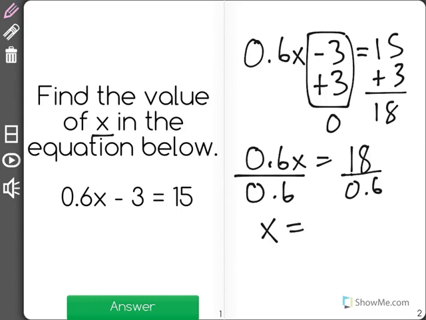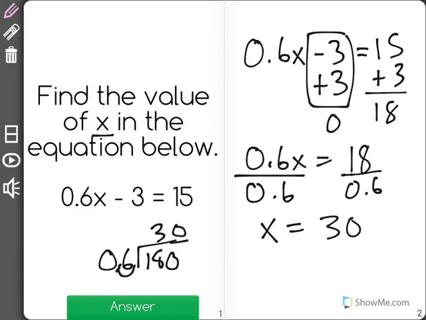Now all we have to do is solve 18 divided by 0.6, and when I do that, I could show my work over here. I'm going to go ahead and move the decimal over, add a 0. I get a total of 30 for the correct value of x.